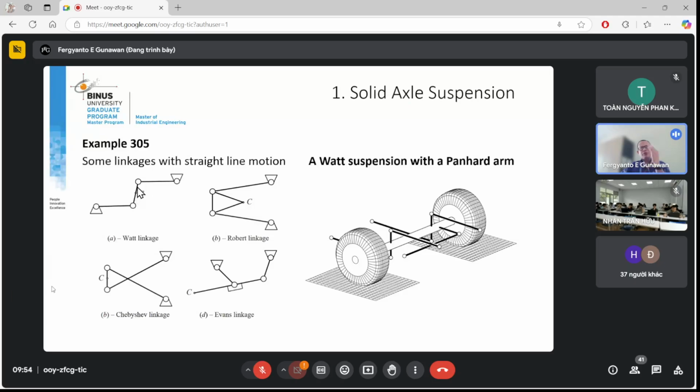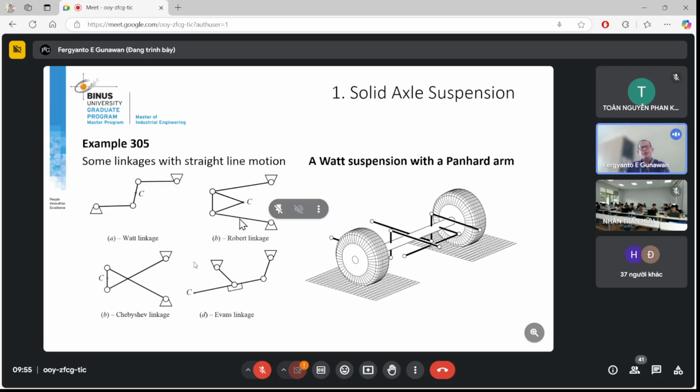The purpose of this design is to allow this C point to move nearly vertical. So if this rotates, the C maybe slightly goes here, but it's nearly vertical. So the purpose of the suspension can be fulfilled. And the C point will be difficult to move in these longitudinal directions of the vehicle.